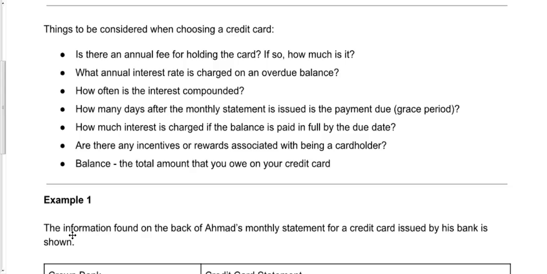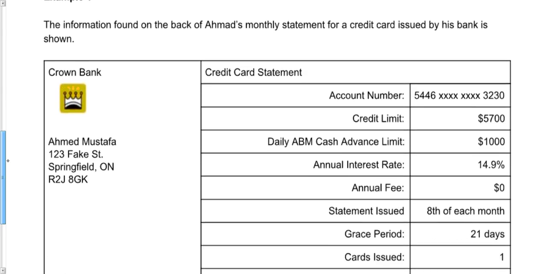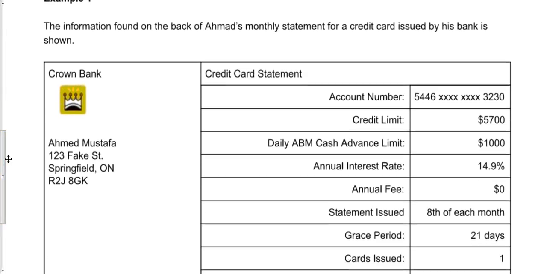In our first example, we can find a credit card, and let's say that Ahmed here has a monthly statement for a credit card, and it's given to him by his bank. His credit card statement will have the account number, and it'll have the credit limit. The credit limit is the maximum amount of money that Ahmed is allowed to borrow. At any one time, he can borrow up to $5,700, which is, I don't know, maybe the price of a really nice vacation, but he doesn't have enough credit to buy a car, at least not a new car.